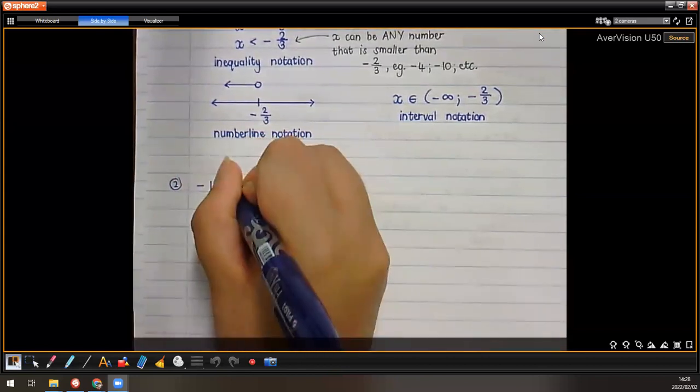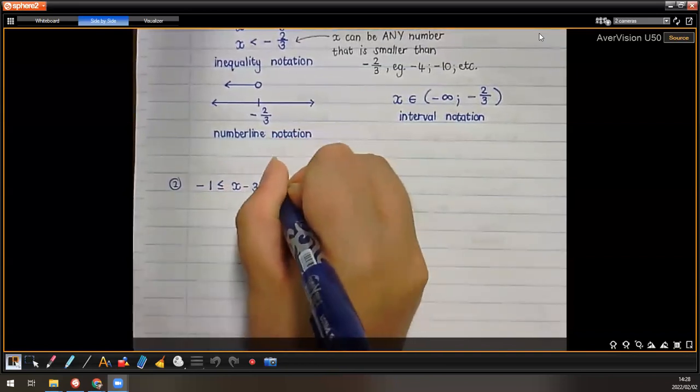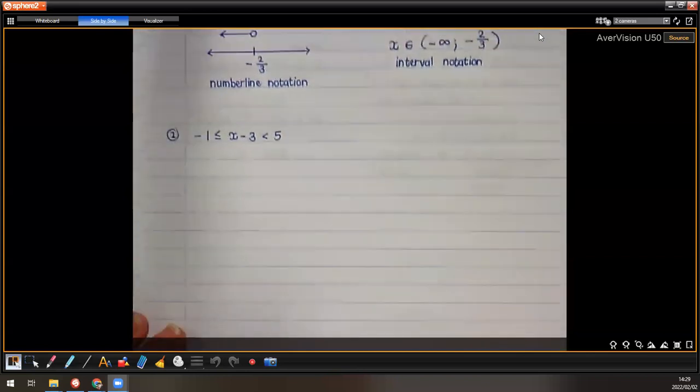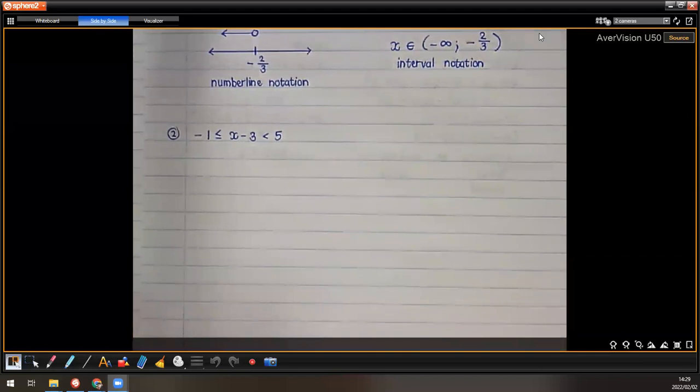One, and then smaller than or equal to x - 3, and then smaller than 5, like that. Okay, so the x - 3 is in the middle, and we have a -1 on one side and a 5 on the other side.